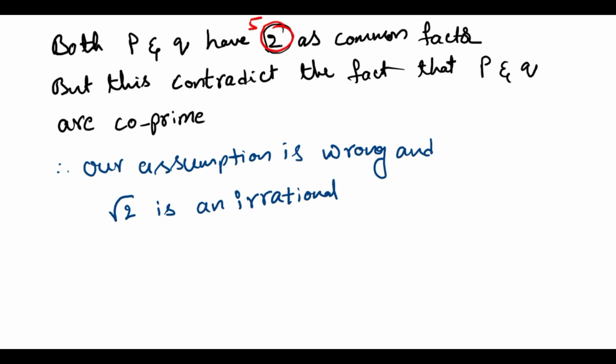So our assumption is wrong and root 5 is an irrational. Similarly root 3, root 7, root 11, whatever the question may be, the model is the same. Okay, so I hope you understood this model.